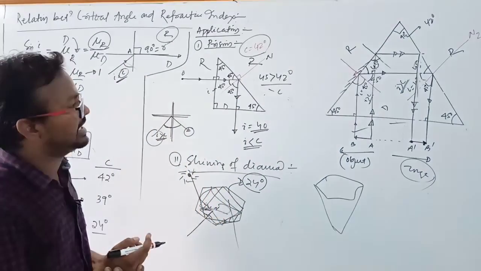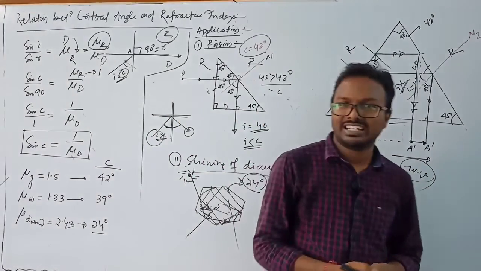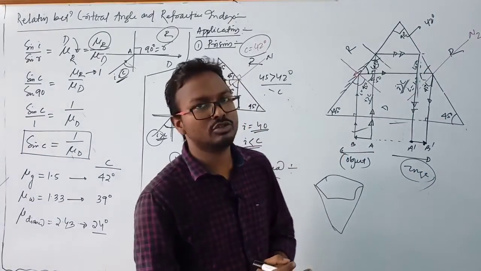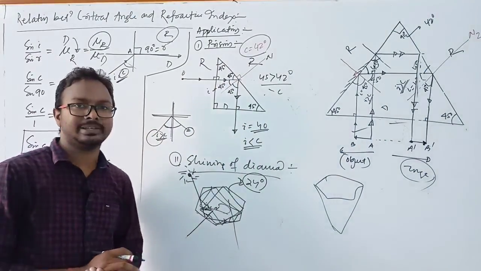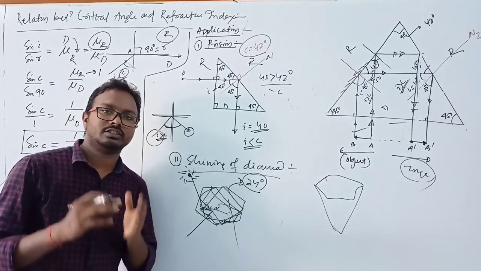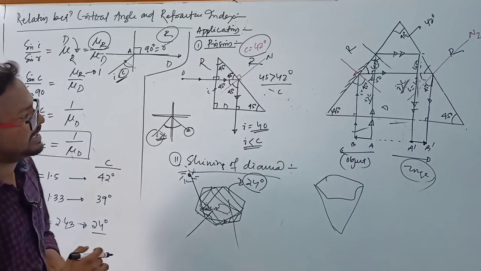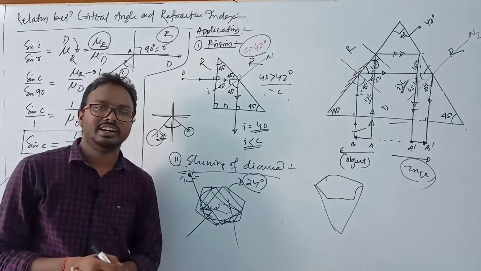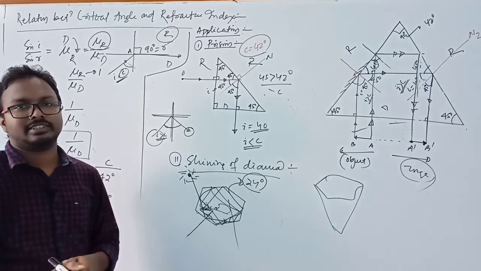Clear? These are all about critical angle and total internal reflection. Actually optical fiber is not in your syllabus, but optical fiber is used on the basis of the concept of total internal reflection, and mirage also you can explain using total internal reflection. These are all about reflection through a glass slab, critical angle, real depth and apparent depth, and total internal reflection. Thank you.